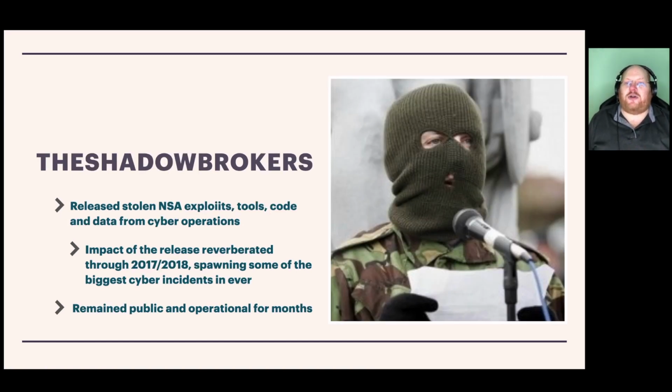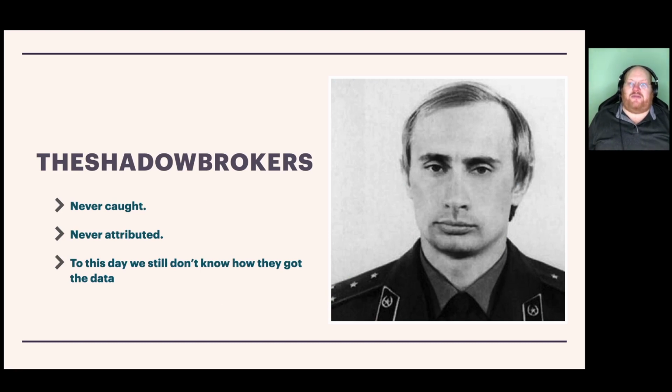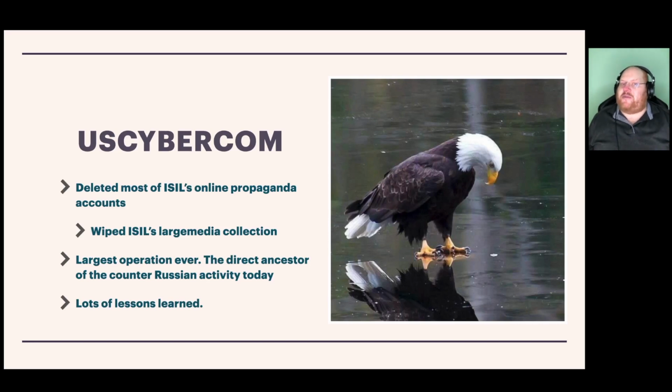So some of the other ones, there's the Shadow Brokers, where they released stolen NSA exploits and tools, and even data from actual operations. So this had a very long-running impact. 2016, 17, to 18, it was still causing problems. And this is sort of amazing because not only did they screw around with NSA, they remained in the public, they remained operational, they were still doing things for the better part of a year, even though the NSA was directly looking for them. That's pretty amazing. That's a huge accomplishment. And they were never caught, they were never attributed. We still don't know who it was. It could have been literally any Russian. It could have been anyone.